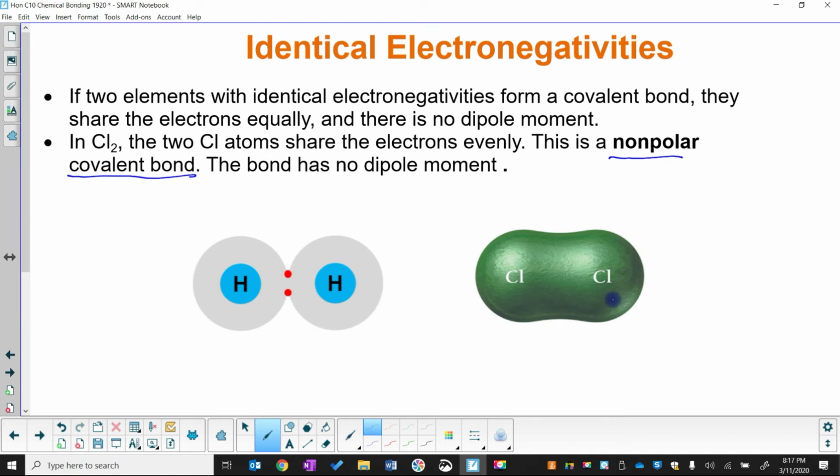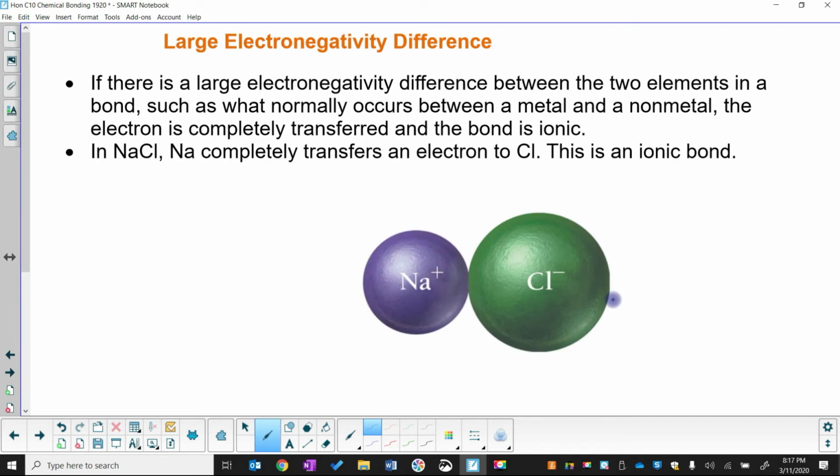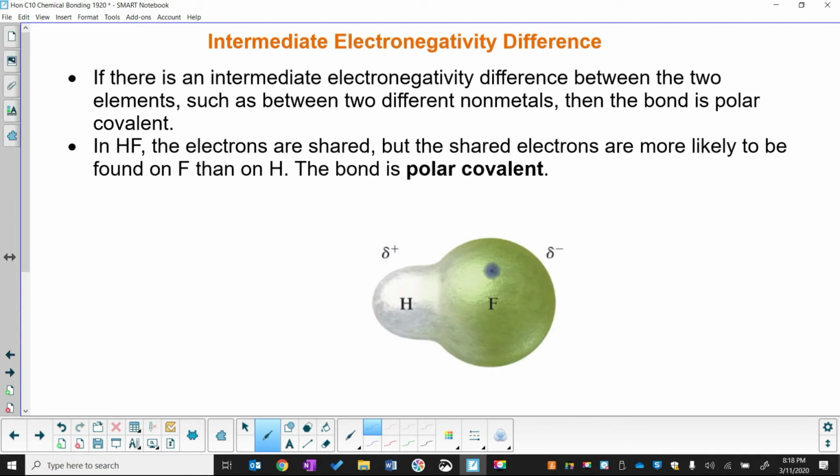They're evenly distributed. If there's a large electronegativity difference, the electron is completely transferred. Here, the electron from sodium goes to chlorine, completely transferred, electrostatic. That's an ionic bond. In between, we have two nonmetals, and there's a difference in the electronegativities. The bond is called polar covalent. So we have two types of covalent bonds, nonpolar and polar.